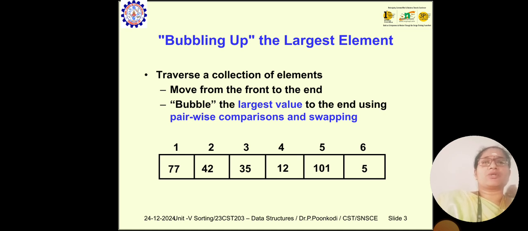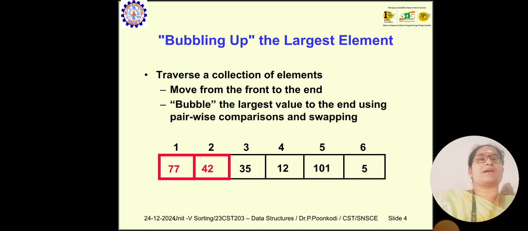Traverse a collection of elements, first moving from the front to the end of the list. Bubble means bubbling the largest value to the end position by using pairwise comparison and a swapping mechanism. You can see this. First it is comparing 77 and 42. Which one is largest? 77 is largest. In the next step, 77 and 42 will get swapped.